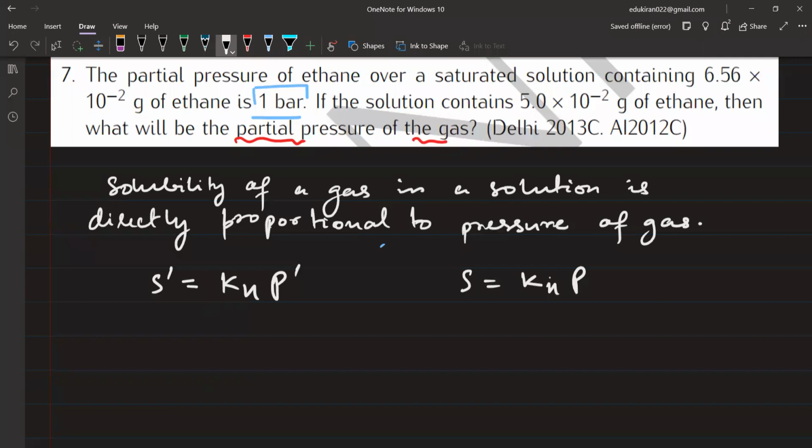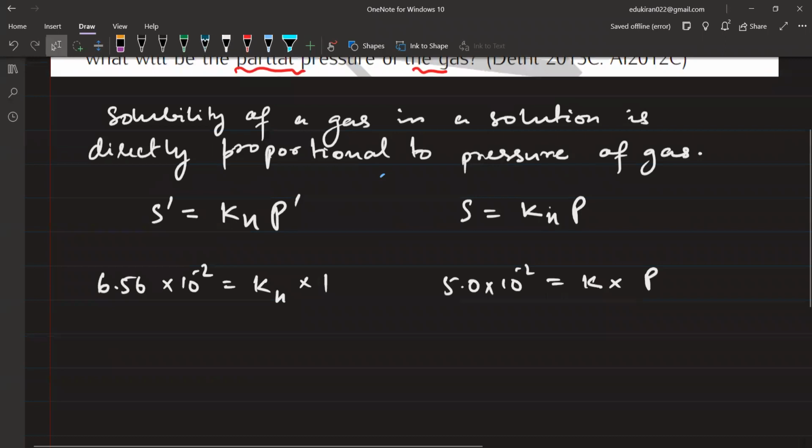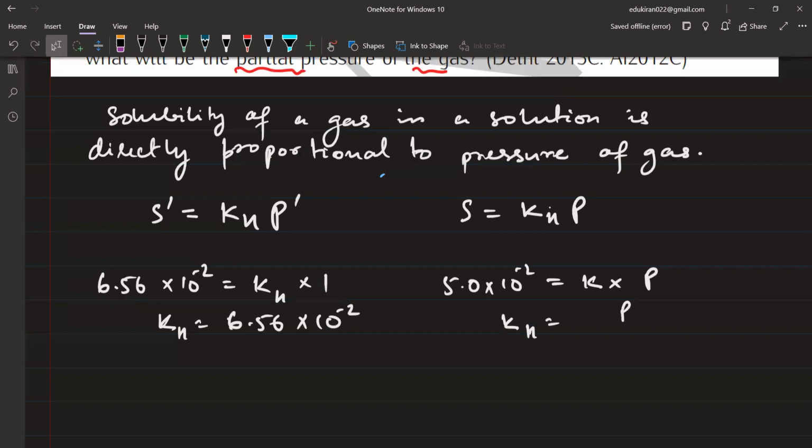Solubility in the first case, how much do you have? 6.56 into 10 to the power minus 2 will be equal to KH, pressure is here 1. And then here we have solubility 5.0 into 10 to the power minus 2 is equal to KH into P, you have to find out, right? Now KH for both the cases will be same. Here KH is equal to how much? 6.56 into 10 to the power minus 2. Achha, and in this case what is KH? KH is equal to P upon 5 into 10 to the power minus 2.